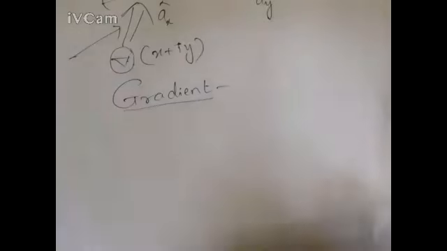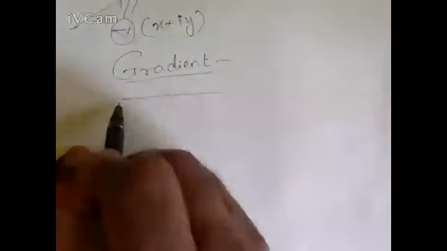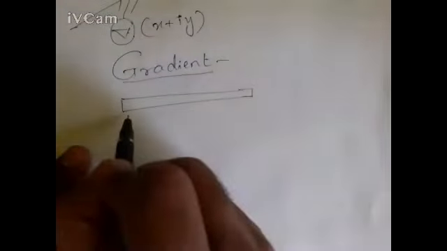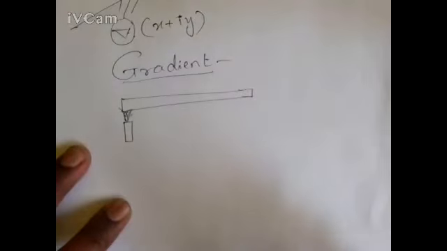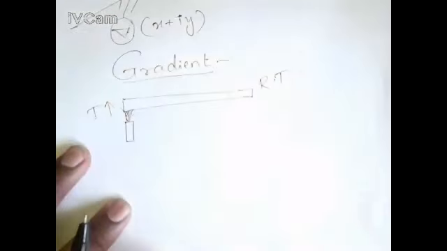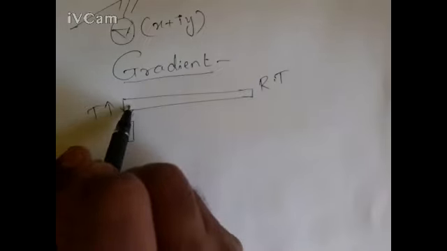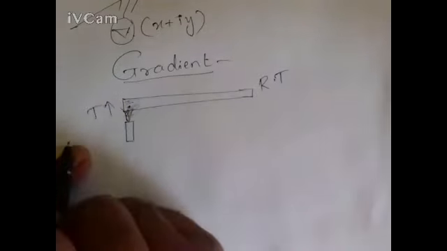I'll take one example. Let us say a metal rod is there. This is the metal rod. When I heat this end, what happens? The temperature will be high here. Let us say this side is room temperature. So at this point, the temperature is very, very high, red hot. We have heated it till it is red hot.